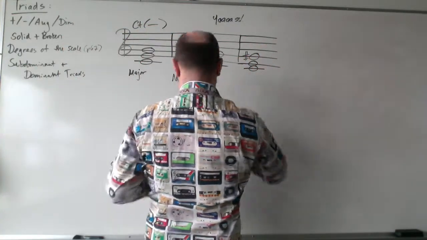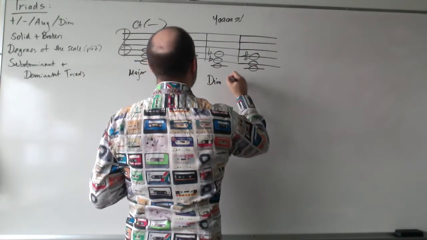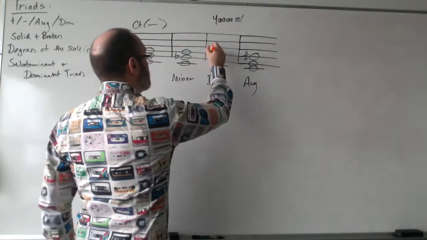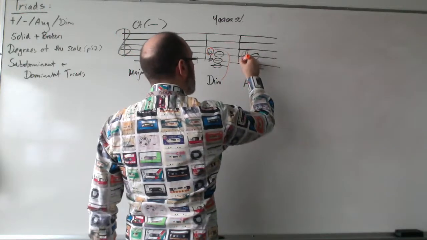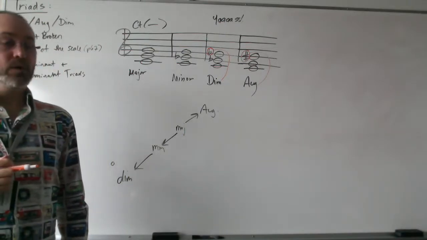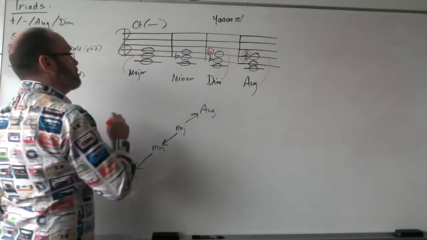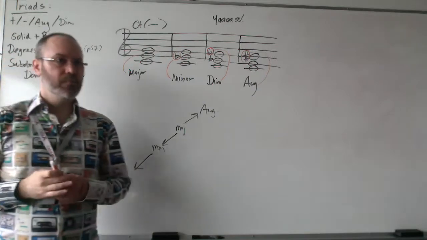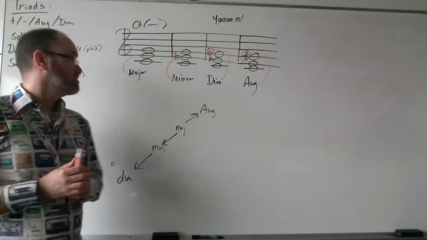So this, so we have diminished and we have augmented. Here is where they lie. This is diminished, and this makes it augmented. Okay? This makes it major, and this makes it minor. So in a nutshell, this is how we do triads.